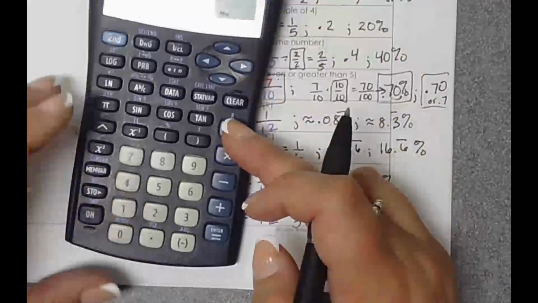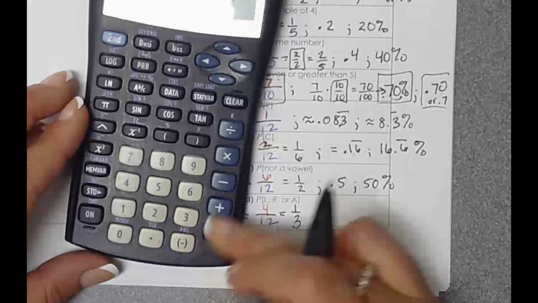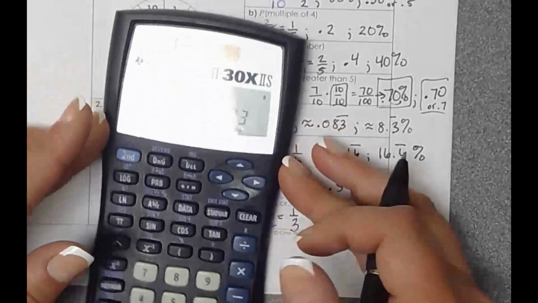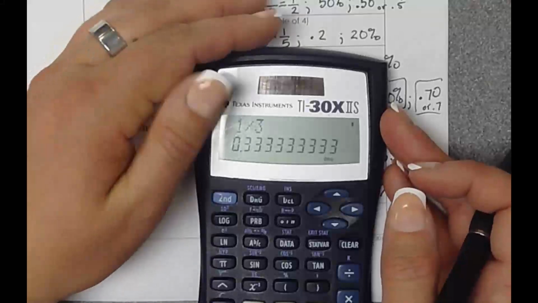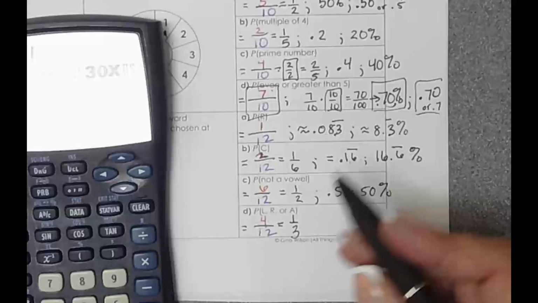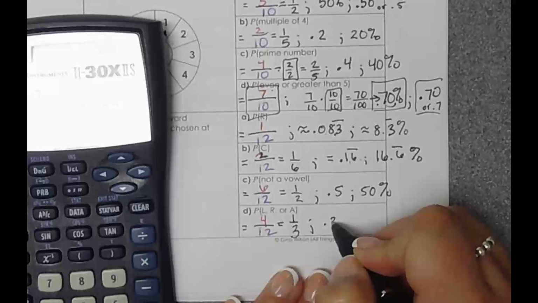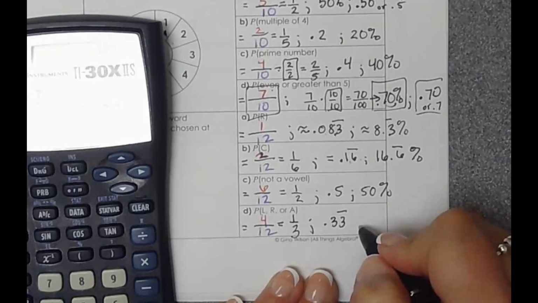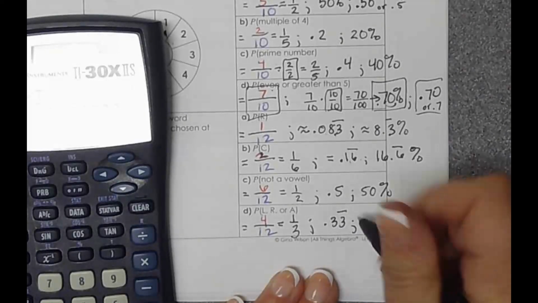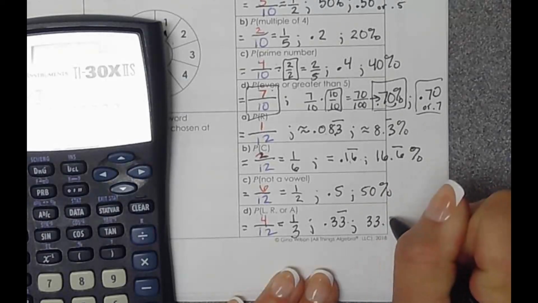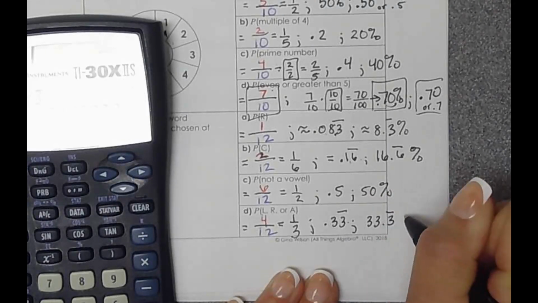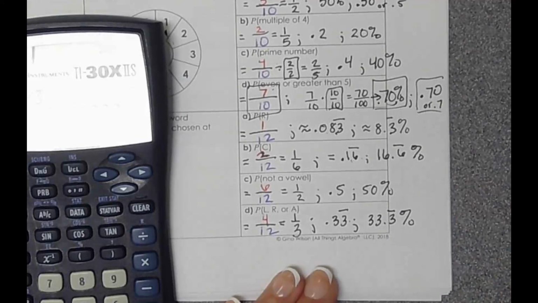Again, divide out. 1 divided by 3. And that gives us, again, a repeating decimal. So 0.33 with a line. And again, move it twice to the right. So our percentage would be 33.3 with a line, saying it repeats, and then our percent.